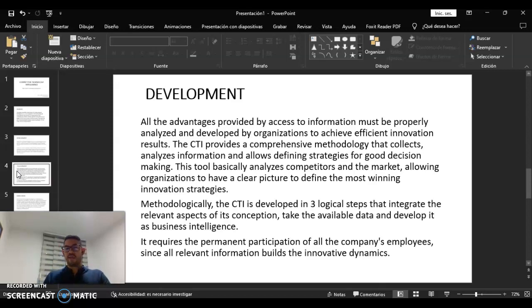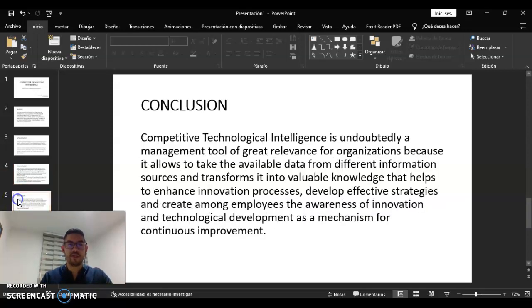Methodologically, the CTI is developed in three logical steps that integrate the relevant aspects of this conception. Take the available data and develop it into business intelligence. It requires the permanent participation of all the company's players, to signal relevant information in the innovative dynamics. Okay, this is the whole idea for this method.